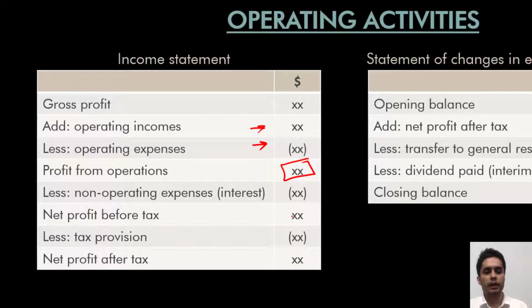Then we deduct our non-operating expenses, which is usually the finance cost or the interest. If there are any non-operating incomes, that would obviously be added to arrive at the profit before tax. We deduct our tax provision to arrive at the net profit after tax.